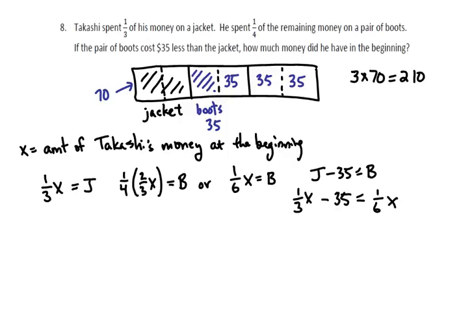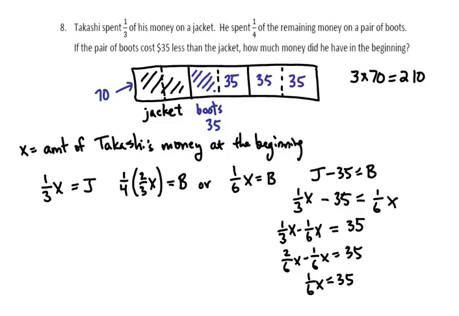I'm going to subtract 1/6 x from both sides and add 35 to both sides. So a third is really 2/6, and 2/6 x minus 1/6 x is 1/6 x, and that's $35. And that's what we found above using the diagram, that 1/6, we took the thirds and we broke each third into a half, and so each half is 1/6, and 1/6 is $35. We would multiply by 6, and 6 times 35 is $210.